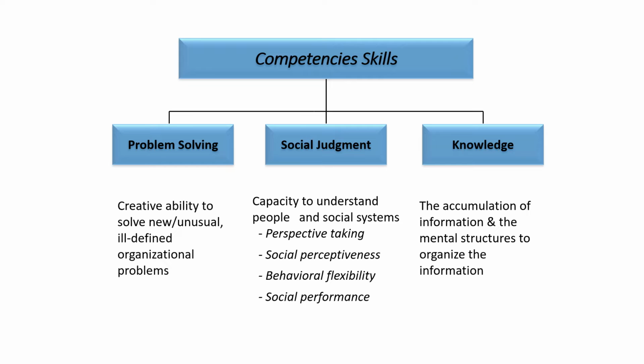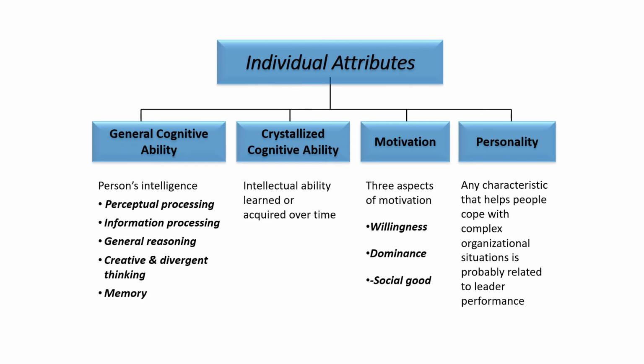Social judgment is the capacity to understand people and form bonds, have a strong network, and build good interpersonal relationships, and to have perspective taking. This needs to be understood: you don't only see things, issues or events from your own perspective, but from the other person's perspective, and that is what will make you much more socially acceptable. Behavioral flexibility has to be maintained and social performance taken into consideration. When it comes to knowledge, it is the accumulation of information, and the mental structures and organization that need to be cultivated or curated, and this is what we should be going around.